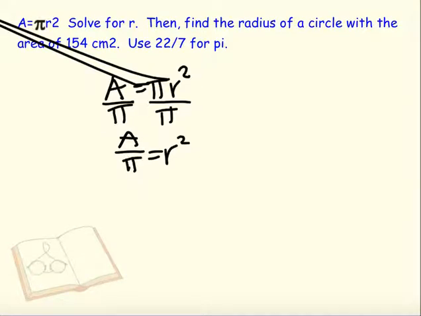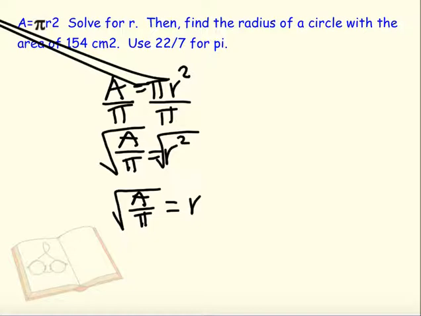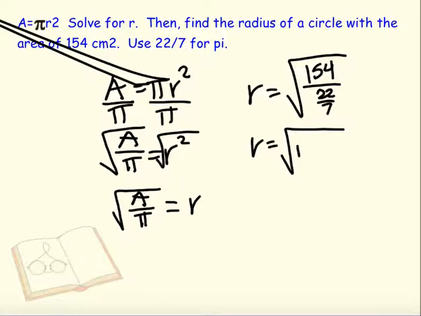And then I'm going to say r squared. Well, to get rid of that squared, the opposite is square rooting. So I square root both sides. And I say the square root of a divided by pi is equal to the radius. So if I wanted to find the radius, I could plug in the information that I have. So I'll do the square root of, see, the area is 154 divided by pi, which we're going to use 22 over 7. Now in here, I could do 154 and then multiply by the reciprocal. Since we're dividing by a fraction, I can also multiply by the reciprocal, so 7 over 22. Well, if I do that, 154 times 7 divided by 22, yes, there are things that we can simplify.